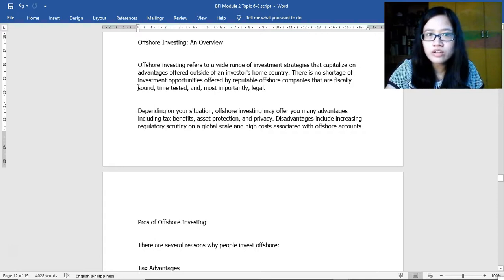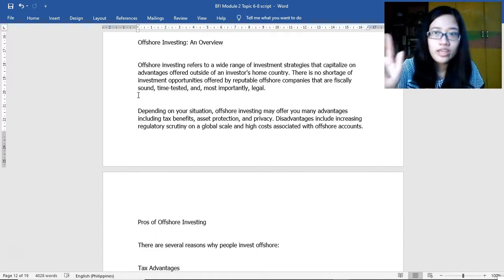There is no shortage of investment opportunities offered by reputable offshore companies that are fiscally sound, time-tested, and most importantly, legal. Okay, why is it called offshore investing? Basically, people who engage in offshore banking do, in a way, invest because they put their money into it so that they could avail of the tax incentives and earn money on their savings. So it's more than savings in a way. It's more than just banking, and it's more appropriate to call it an investment.